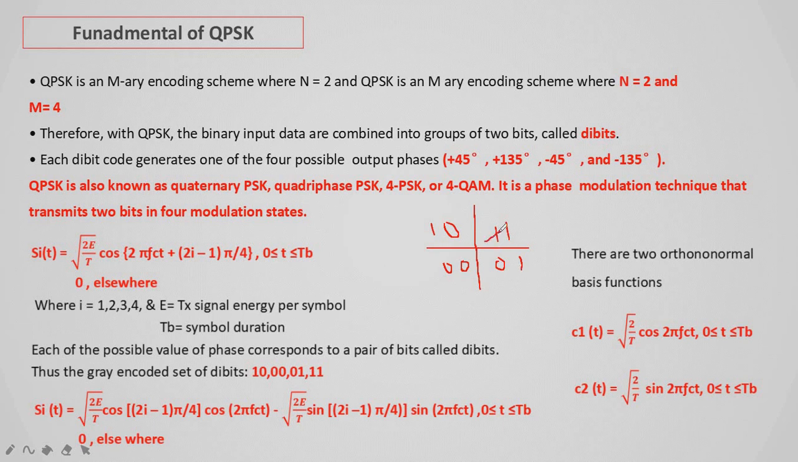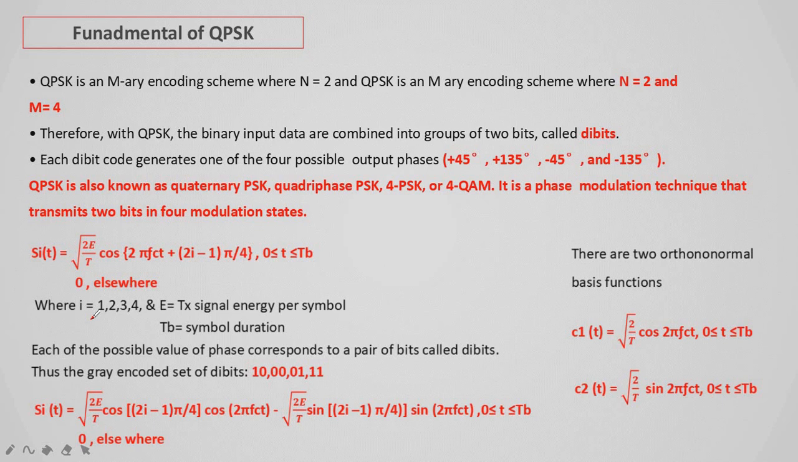If this is represented with 45 degrees, then plus 90 degrees you will get 1, 0. So that is at 135 degrees. Similarly, if you add another 90 degrees you will get minus 135 degrees, and again minus 45 degrees. Okay, so the four quadrants are separated with an angle of 90 degrees. Done. So now the QPSK signal is also called quadriphase PSK, or 4-PSK.